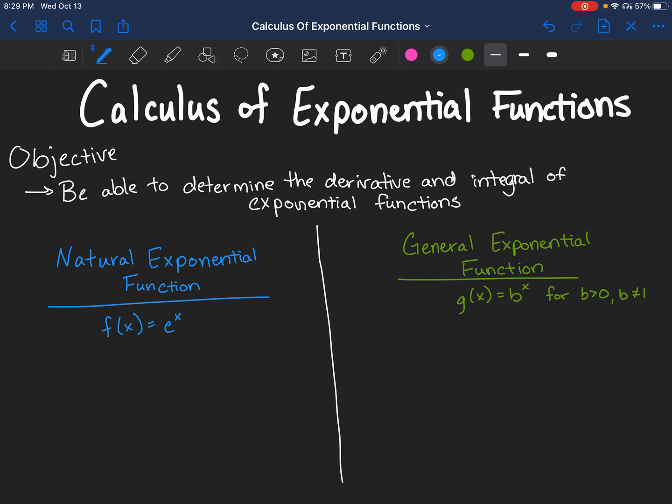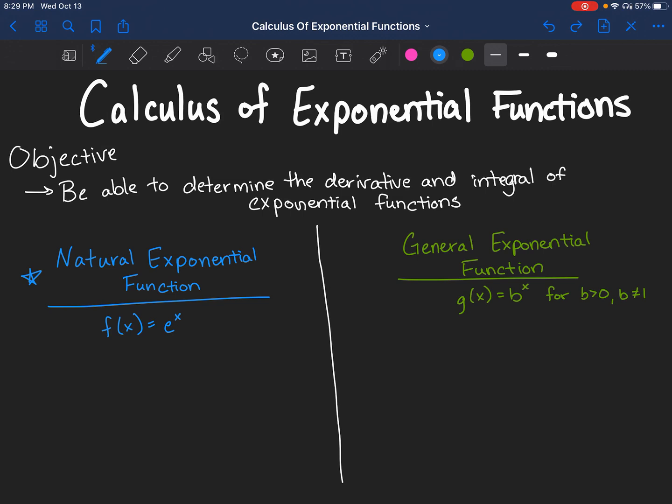Now I want to take a moment to really focus on the really important one for the moment, which is the natural exponential function, which is base e. So the function's e to the x. Now this is a very special function, as you'll see, because both its derivative and its integral are the same thing. It doesn't matter what calculus process I apply to e to the x, it always remains the same. So that's always a really cool fact about this particular function.